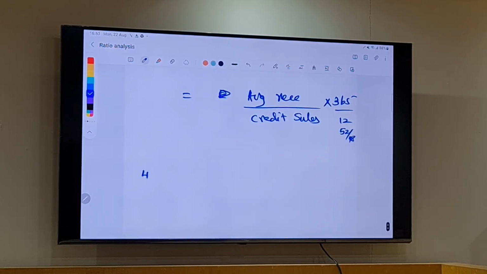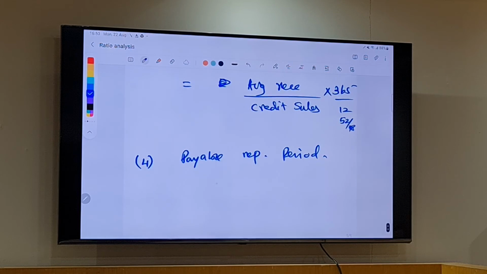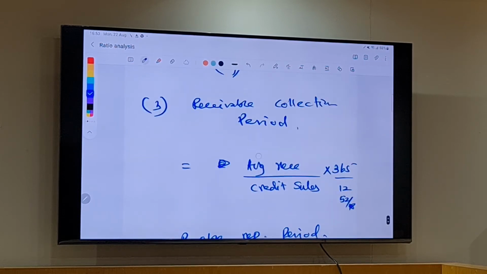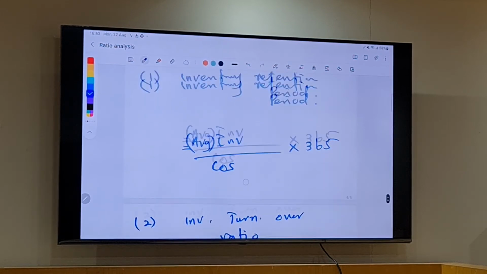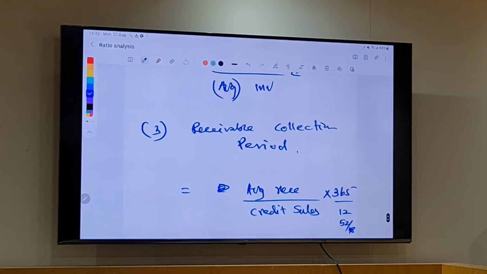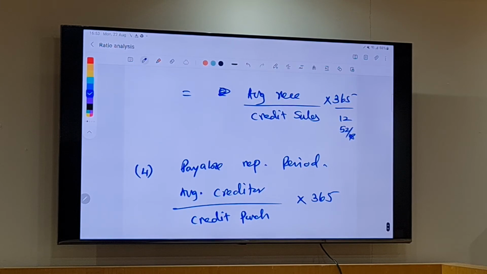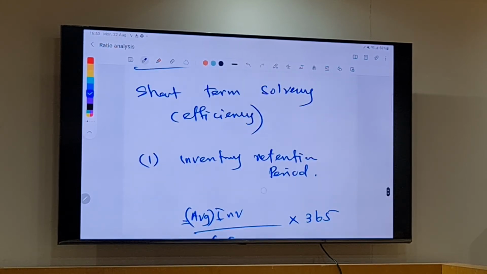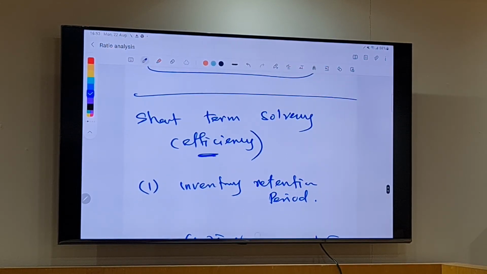So this is receivable collection period. Same like that, payable or repayment period, which is creditors. I will put average here. I will talk about average separately. Credit purchases into 365. So there are actually 3 equations: inventory retention period, receivable collection period, and then payable repayment period. In addition, we talk about this inventory turnover. So this is what we call short-term solvency, or efficiency.